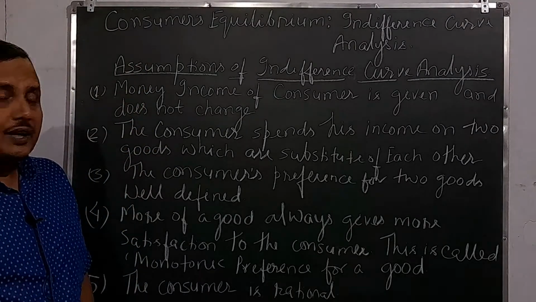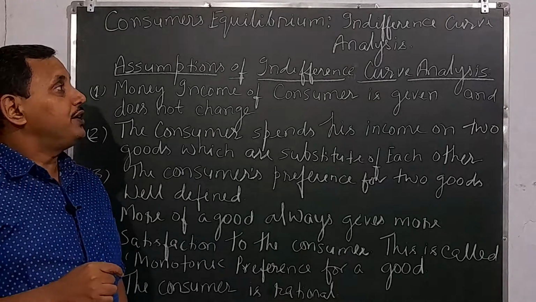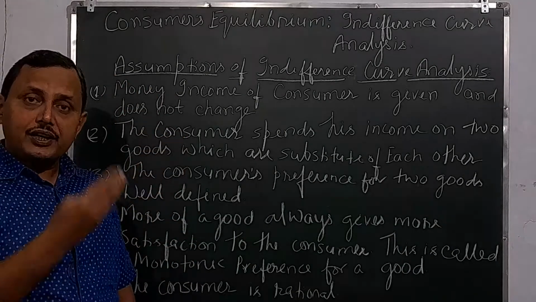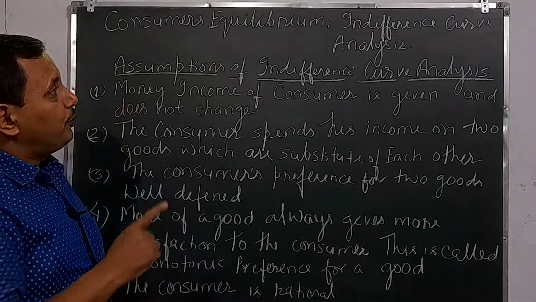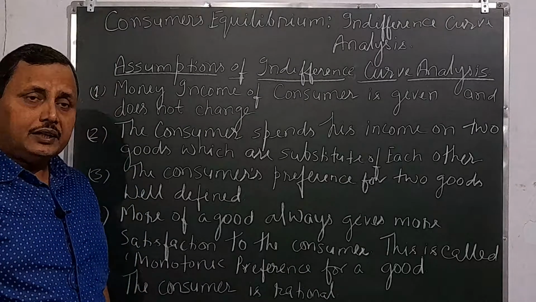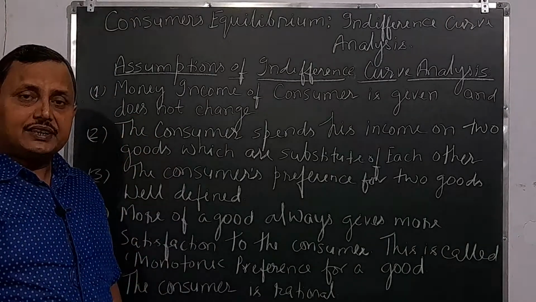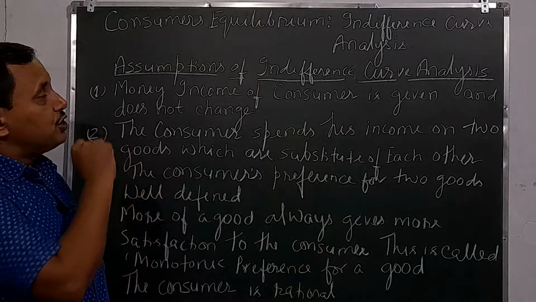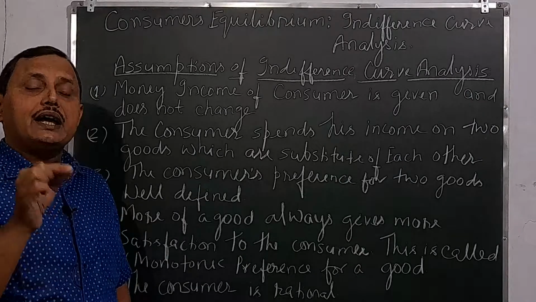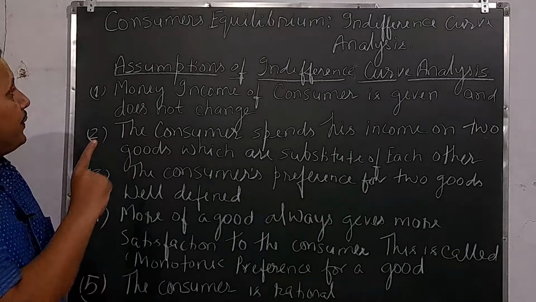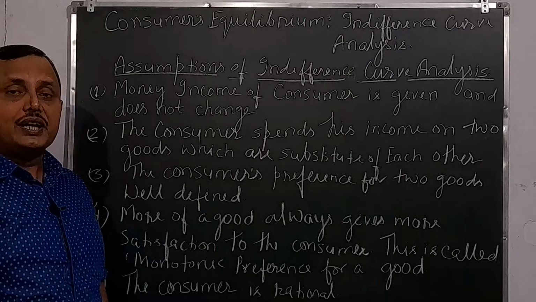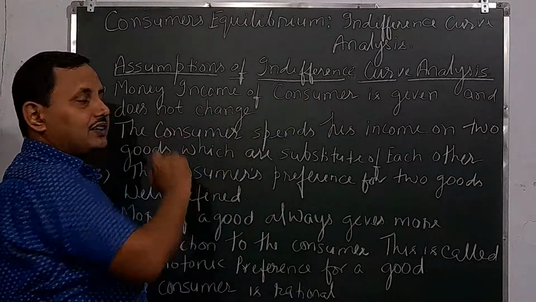Here we will study the ordinal measurement of utility, and to express the consumer equilibrium through ordinal measurement of utility, economists have given the concept of indifference curve analysis. By studying the indifference curve analysis, one can determine the level of consumer equilibrium given his income and prices of goods and services. So first we will see the assumptions of indifference curve analysis. What are the assumptions over which indifference curve analysis is based?